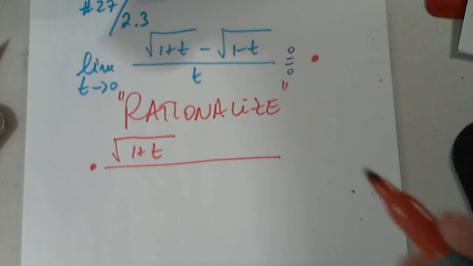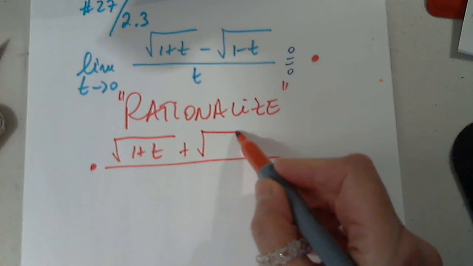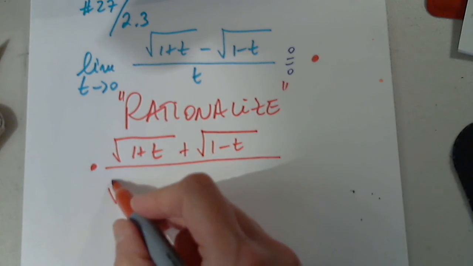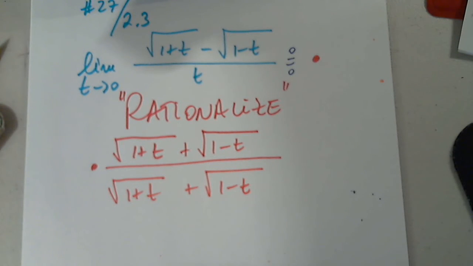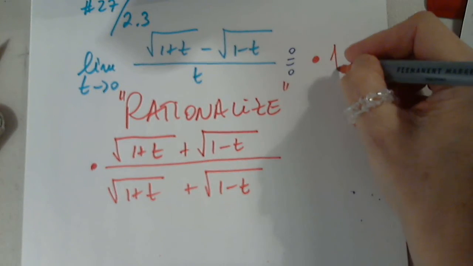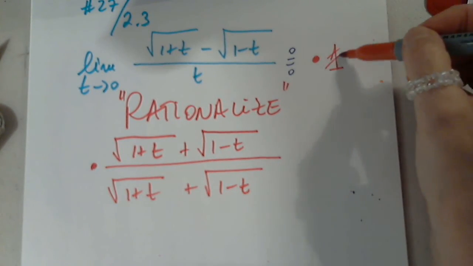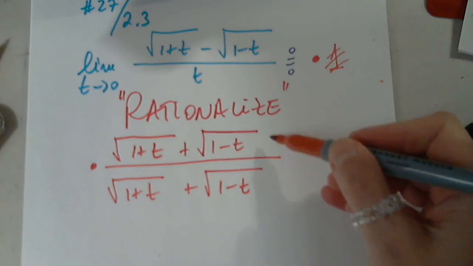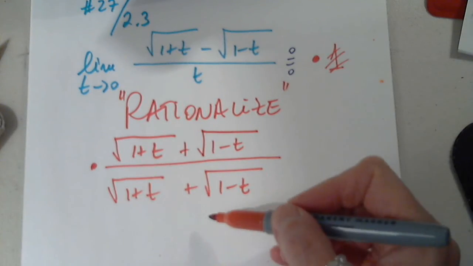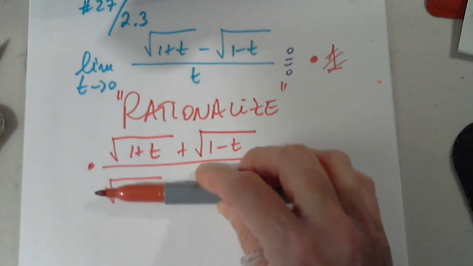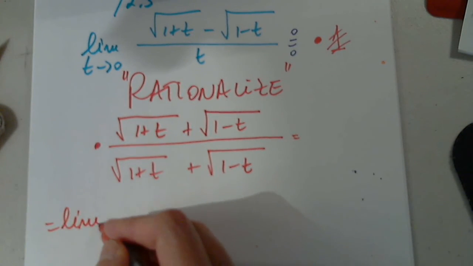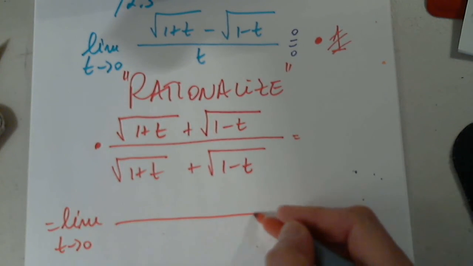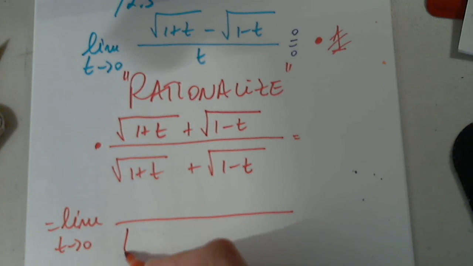Root 1 plus t plus root 1 minus t. And it has to be the same top and bottom. Why? Because I can only multiply by 1. Not by 1 like this, but 1 like this. And this is 1. If I omit to write the denominator, I'm changing the problem. So can anyone give us the numerator? I will write the denominator.